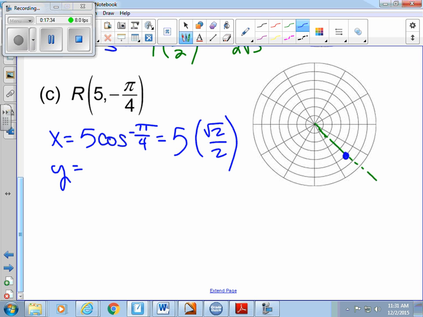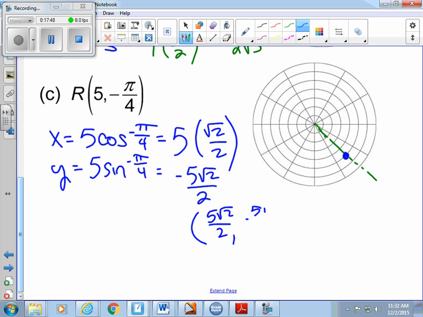Negative. 5 times sine of negative pi over 4. Sine of negative pi over 4 is negative. So I get negative 5 radical 2 over 2. So my point is 5 radical 2 over 2. Any questions about that?